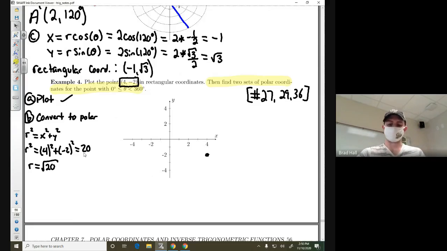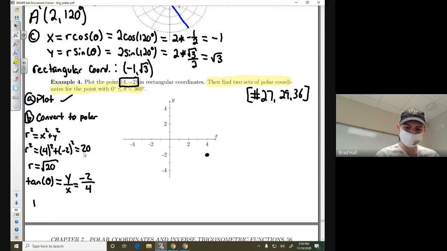That's one part of the formula. Then the other part says that to figure out the angle, we have that tan of theta is equal to y divided by x. y is -2 and x is 4. So really, it says that tangent theta is equal to -1/2.